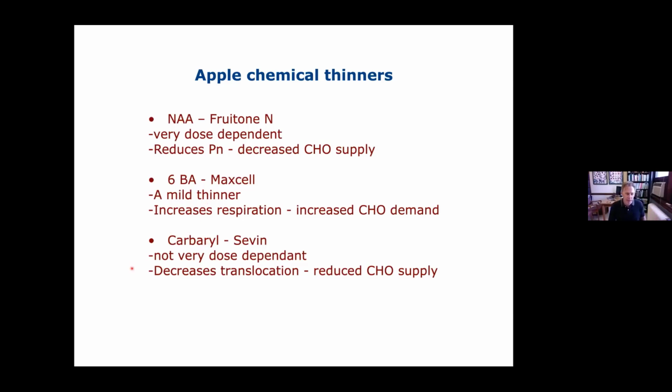Our third category is carbaryl, which is also an insecticide, and most people are familiar with Sevin. It's not very dose dependent, and what this does, it decreases translocation. Okay, so the transport of sugars from our leaves to our fruit is slowed down, which means less supply of carbohydrate to the fruit, more shortfall of carbohydrate, more fruit are going to miss out, more are going to drop off, okay? So 3 different strategies. There are some other compounds as well, but these are the 3 main ones that most growers will use in the state. And sometimes they'll use a combination of these as well.